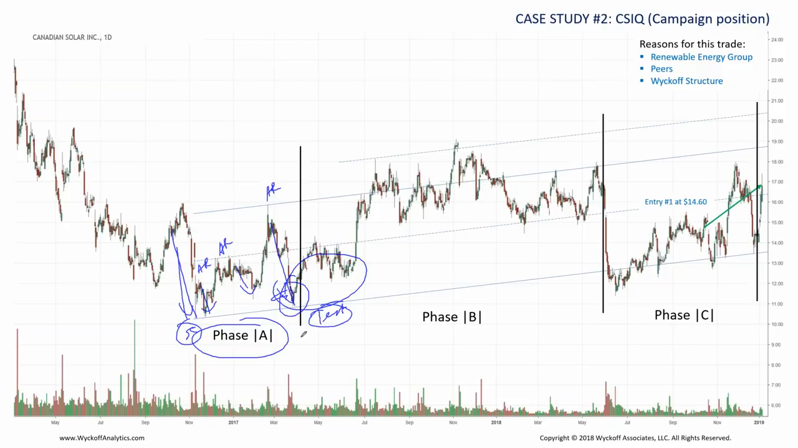From that perspective, we might have multiple automatic rallies. And this is again something that we'll go into in detail. This is a little bit more advanced, so usually this stuff we leave for the practicum, which is the continuation of the Wyckoff trading course. These are more advanced concepts, but really good question.